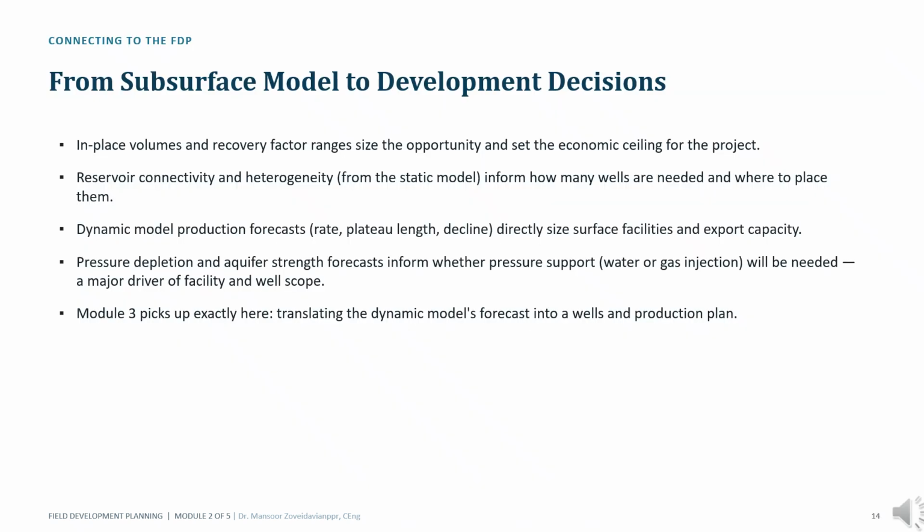This slide connects everything in Module 2 directly back to field development planning. Volume estimates and recovery factors define the size of the opportunity and establish the potential economic value of the project. Reservoir connectivity and heterogeneity influence how many wells are required and where those wells should be placed. Production forecasts generated by the dynamic model determine facility capacity requirements and export system sizing. Pressure forecasts and aquifer behavior influence whether pressure support systems such as water injection or gas injection will be required.